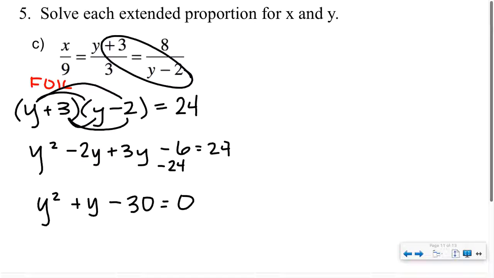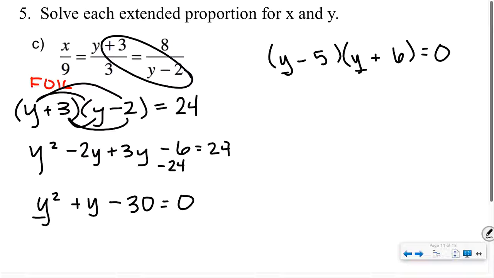Is there a GCF? No. So I don't have to worry about taking anything out. My signs, because 30 is negative, will be the same or different? Different, so I'm going to hold off putting those in there. What times what will give me that y squared? Y and y. Then I need factors of 30 that add and subtract to give me 1, since that's what's in front of my middle term. 6 and 5, 5 and 6. I need it to be a positive 1. Should the 5 or the 6 be positive? The 6. We want negative 5 plus 6 to make that a positive 1.